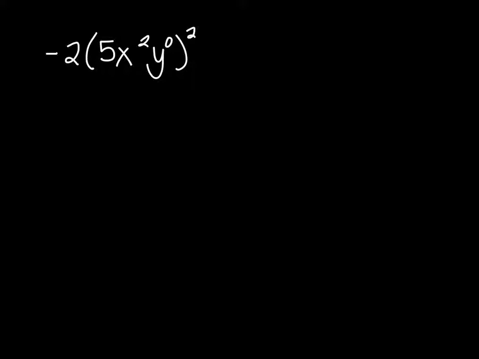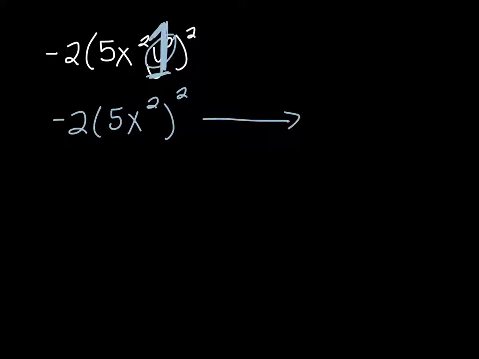Next problem, we're going to start with the zero property. Anything to the zero power becomes the number 1. So what I have here, I'm going to rewrite what I have right now, is negative 2, 5x squared to the 2nd power. So I'm going to show you 2 ways to do this.